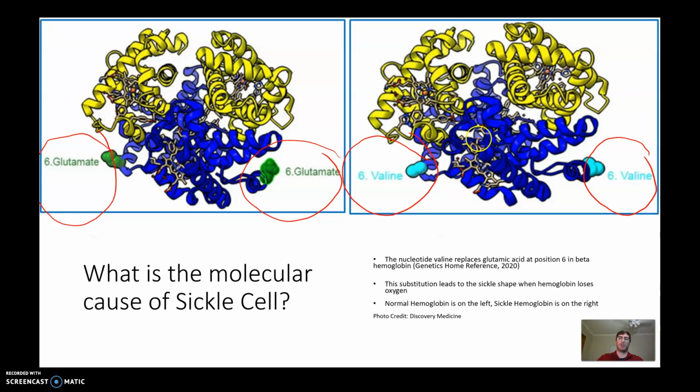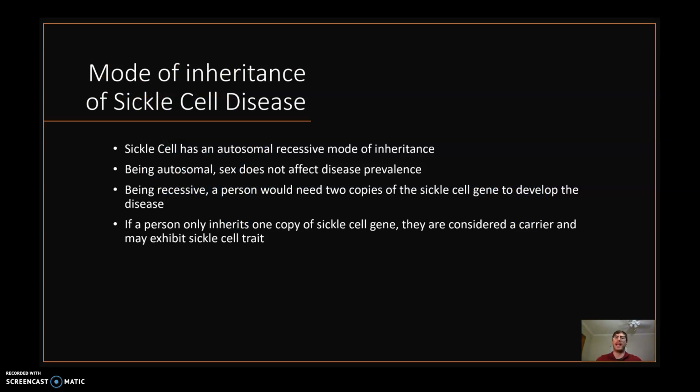Not only that, but we can also see right here these are the heme units. There are 4 heme units in hemoglobin, and that's why hemoglobin can carry up to 4 oxygen molecules. But since sickle cell is an oddly shaped cell, hemoglobin can only carry 2 oxygen in a sickle cell. So what is the mode of inheritance for sickle cell disease? Well, sickle cell has an autosomal recessive mode of inheritance.